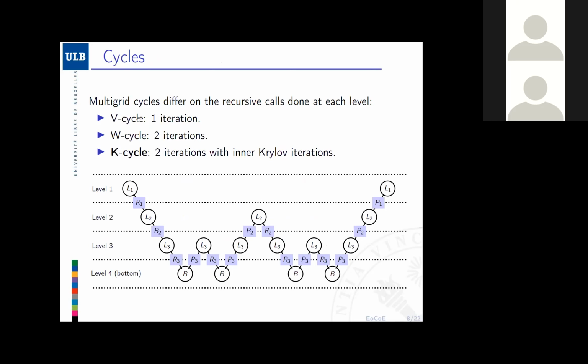So we have the V cycle, which is only one call of the recursive application. The W cycle is 2 iterations, and the K cycle is equal to the W cycle, only that we execute some inner Krylov iterations at each level. Here you can see a figure describing how the W cycle works. You can see that we have 2 calls at each level.